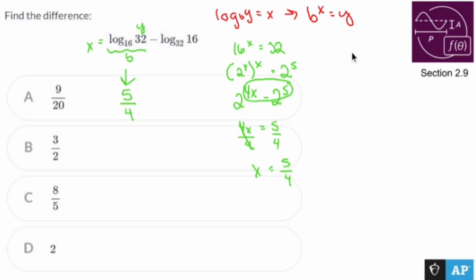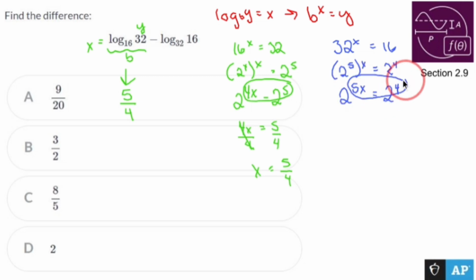I'm going to do the same thing, but now I have 32 to the x equals 16. The numbers are switched, and you might be thinking, does that mean the answers are going to be switched? Just wait. 32 is the same as 2 to the 5th. So 2 to the 5th to the x is the same as 2 to the 4th. That's supposed to be a 2. So 2 to the 5x equals 2 to the 4th, means the exponents are equal to each other.